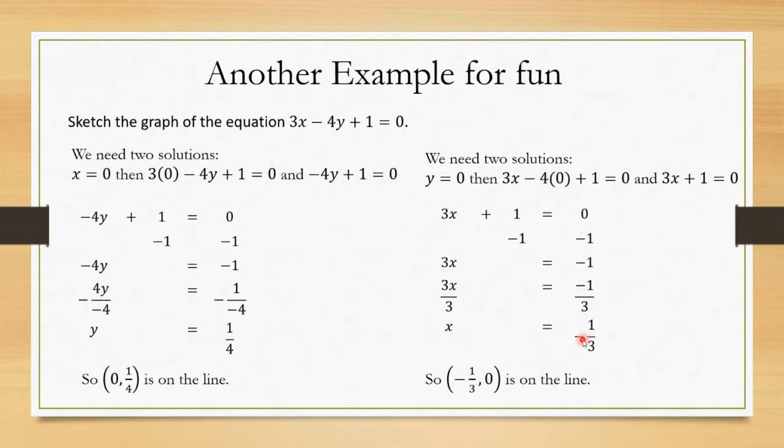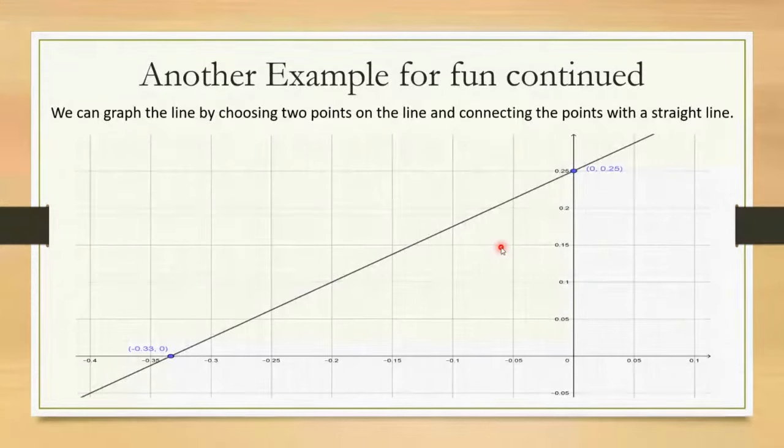So because of that, what this tells us is this point is on the line as well, right? When y is 0, we get x is negative 1/3. So good. So now we have 2 points on the line. We have 0, 1/4, negative 1/3, 0. There we go.